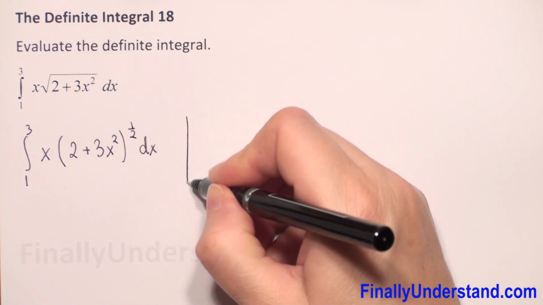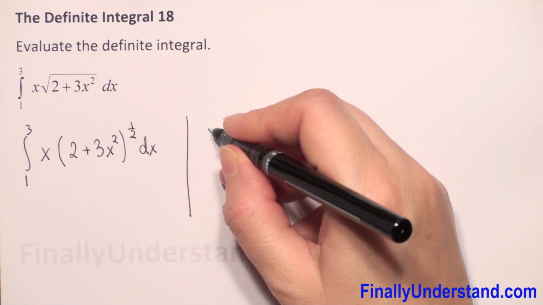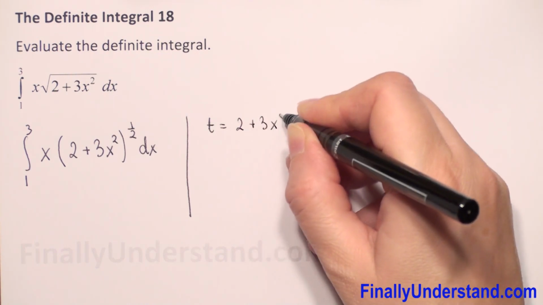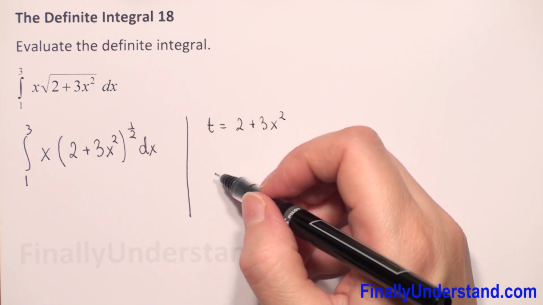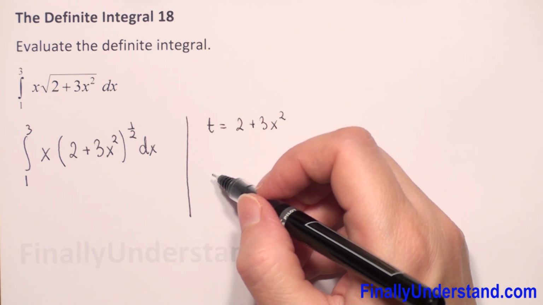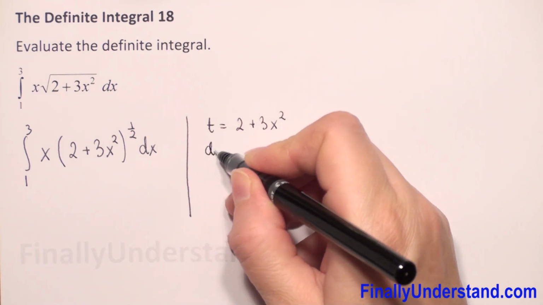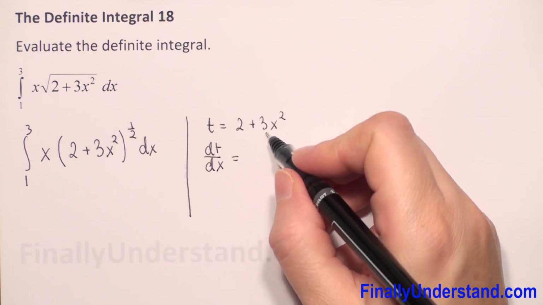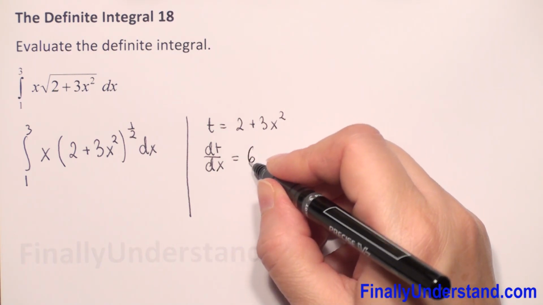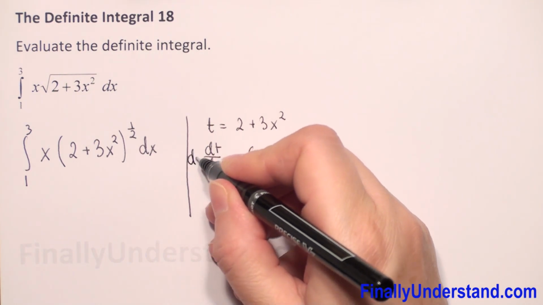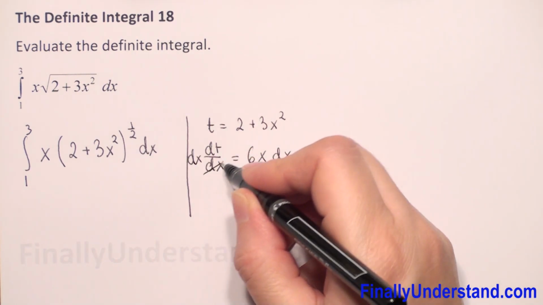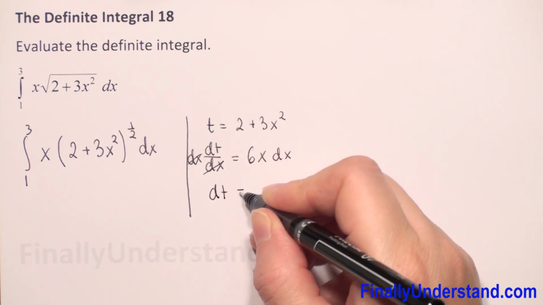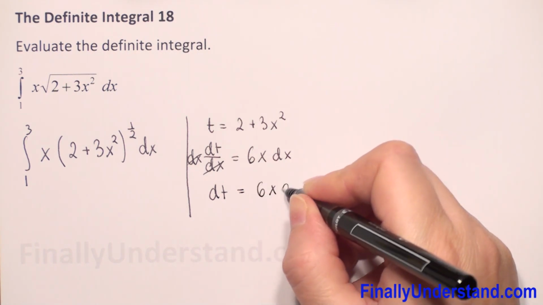Next, I will use the substitution method to solve this integral. Let me put t equal to 2 plus 3x squared. So next we have to find the derivative of both sides of our equation with respect to x. So it will be dt over dx equals, the derivative of 2 is 0, the derivative of 3x squared is 6x. Next, I will multiply both sides by dx to reduce the denominator, because we do t substitution, so we have to find dt is equal to 6x dx.